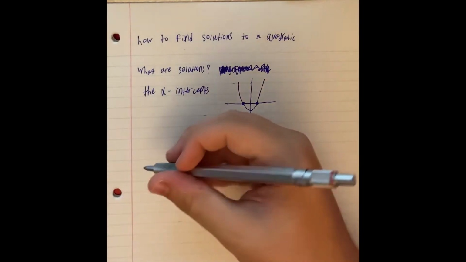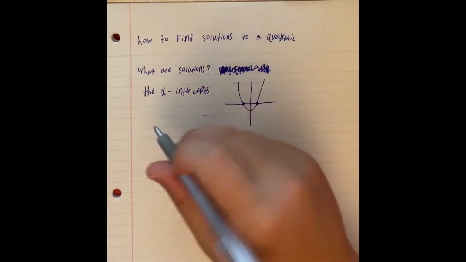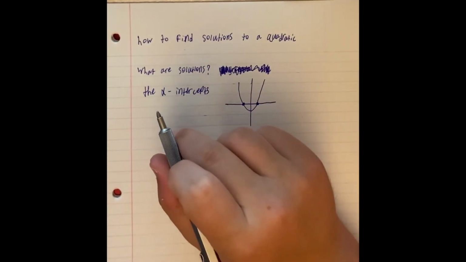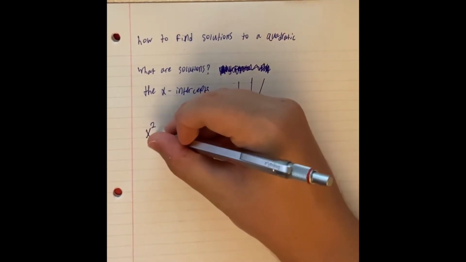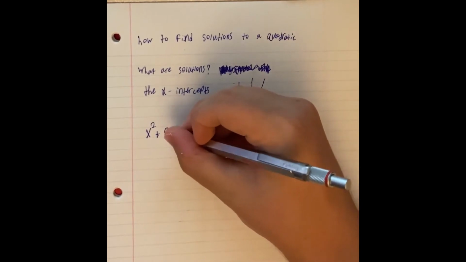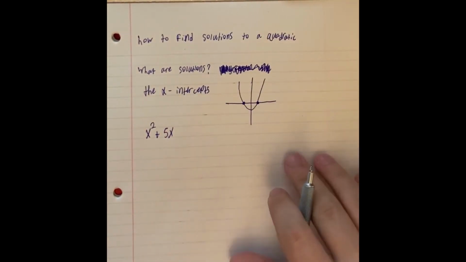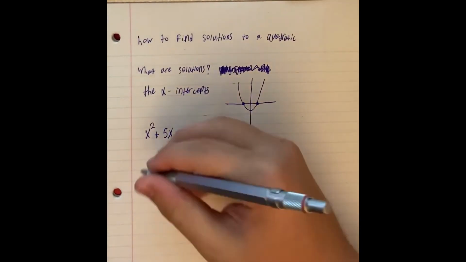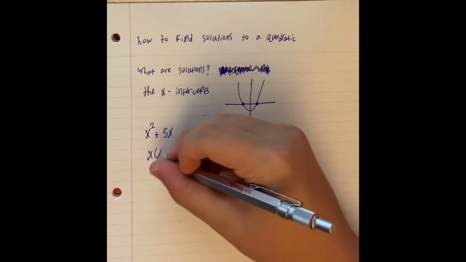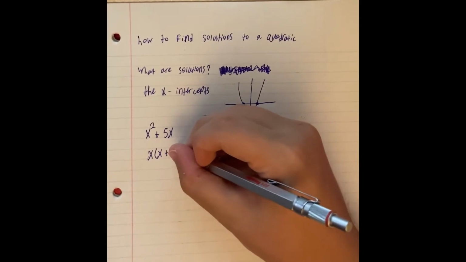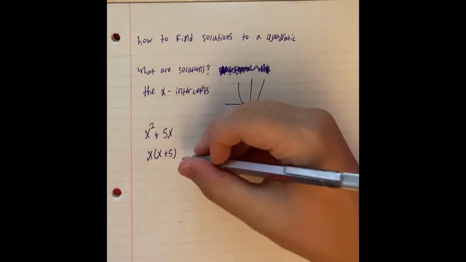The first equation we're going to look at how to solve is just x squared plus 5x. Now the first thing we're going to do is factor this out. We're going to factor out the x, and we're left with x plus 5.